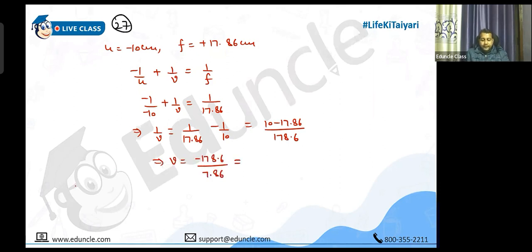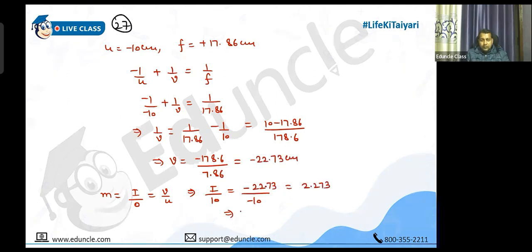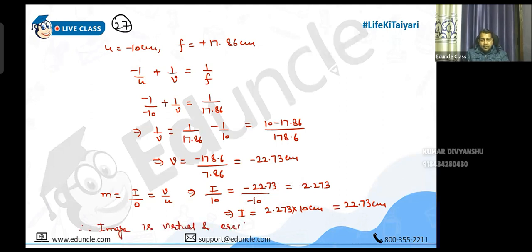Please solve this. How much? Minus. So v will be 22.73. So it is positive. It means the image is virtual and erect, and because magnification is coming out to be more than 1, it is enlarged. Okay.